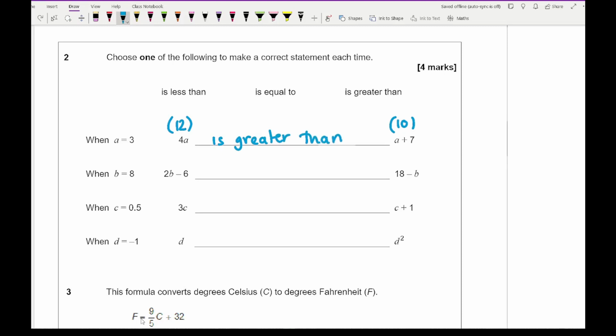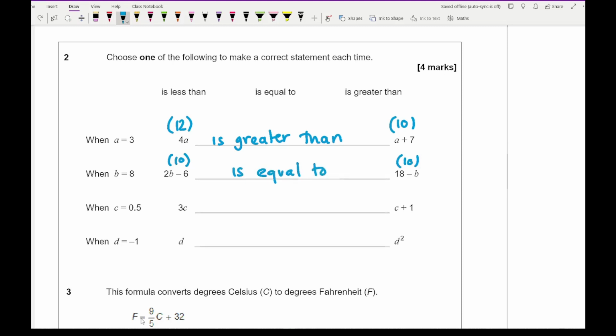Then for the second one, when b equals 8, we've got 2 times b take away 6. So 2 times 8 is 16, minus 6 is 10. And 18 take away 8 is going to give me 10. So that there is equal to.